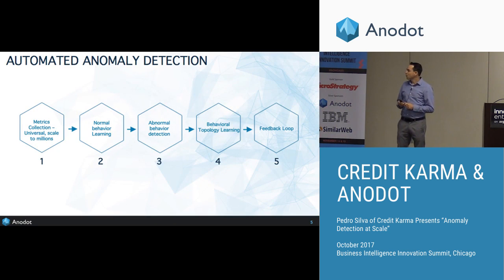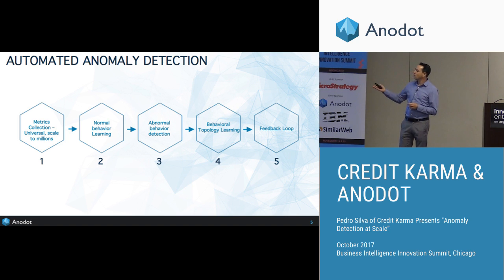Now, I will talk very briefly about the process. This is the process that we design in Anodot for anomaly detection. It's a 5-step process. The entire process is completely unsupervised. Like Pedro mentioned, there is no configuration needed. You as a customer don't need to care about that, but it shows you what are the things that you need to take into account when you run an anomaly detection solution.